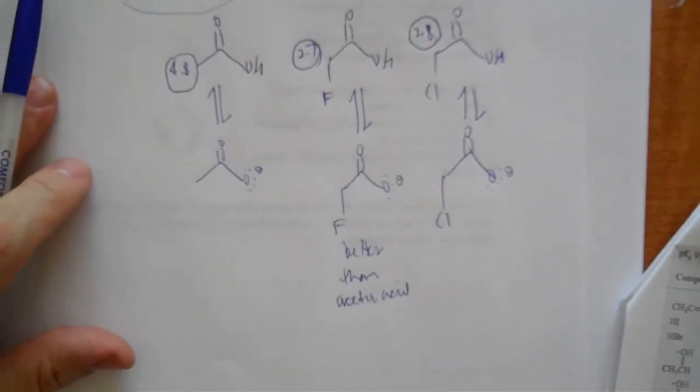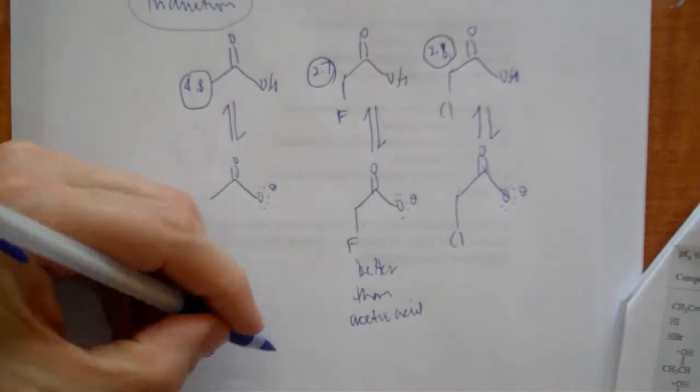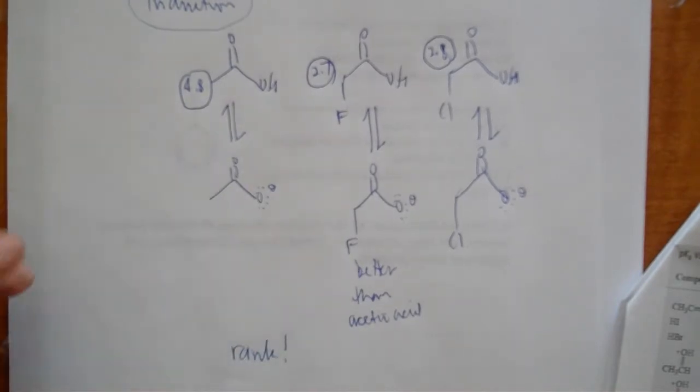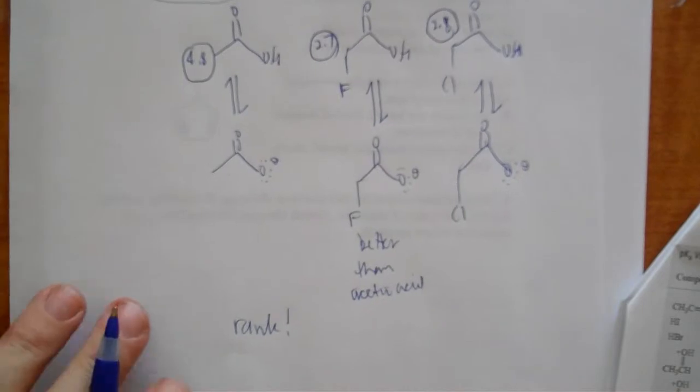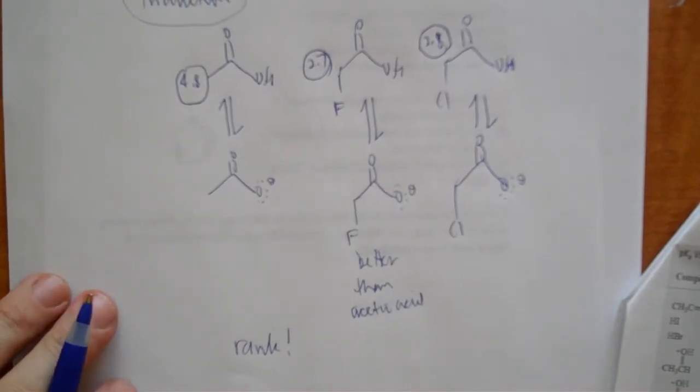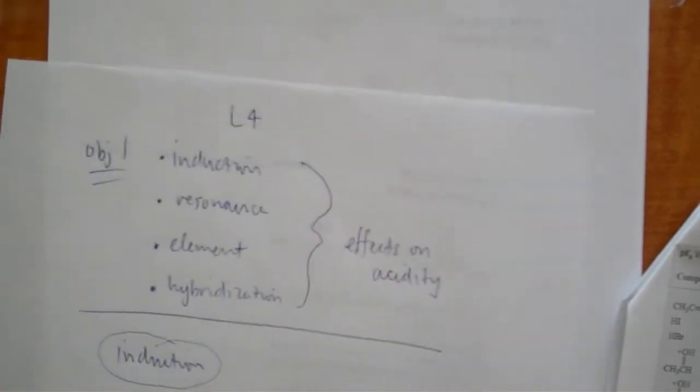So what kind of question type would you get on a quiz or exam? Rank these according to their acidity in increasing order, or in decreasing order, something like that, and briefly explain the order that you've chosen. That's a classic question type. There are a few ways this could be asked, but that's one of them. Okay, so let's talk about resonance now. That was induction. Let's talk about resonance.